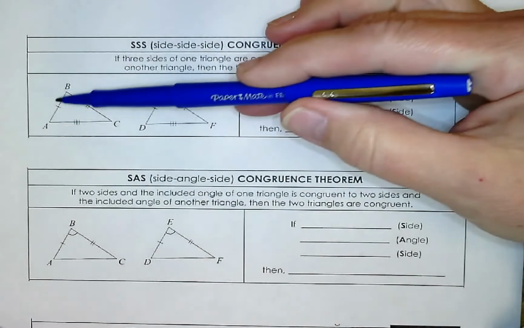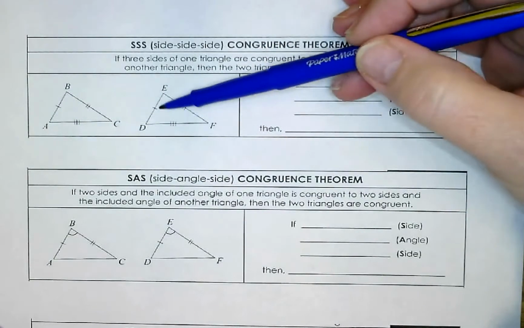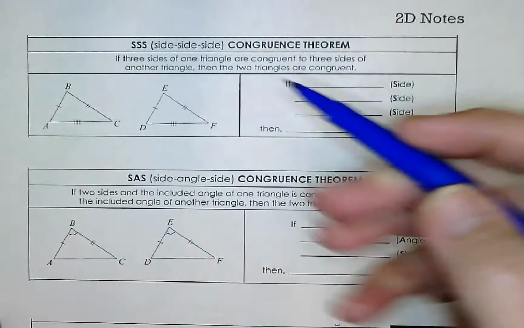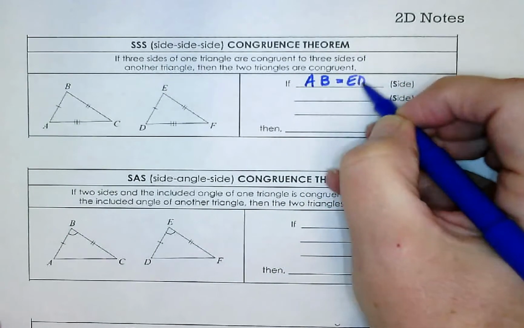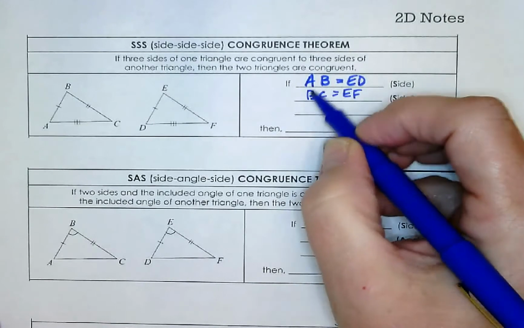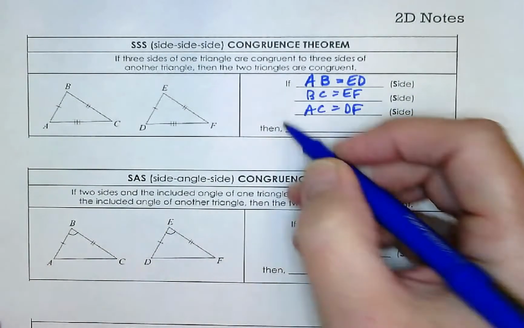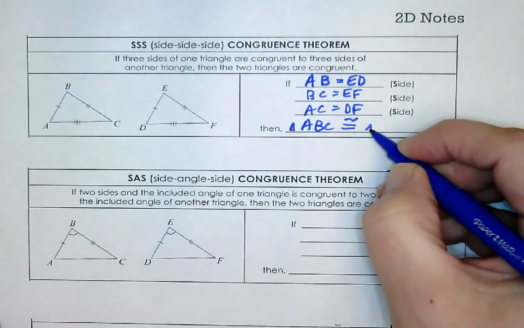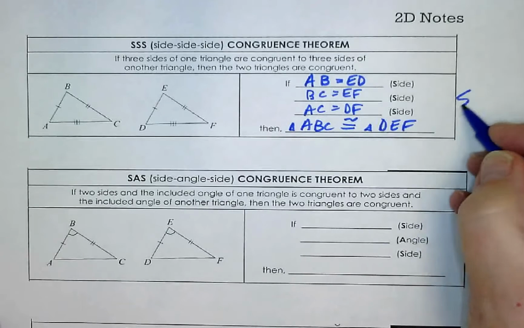So if all three sides of this one are marked equal to its corresponding sides over here, then these two triangles are congruent. If you want to write that out, you can say AB equals ED, BC equals EF, and AC equals DF. If those three sets of sides are equal, then triangle ABC is congruent to triangle DEF. So that one's called side, side, side.